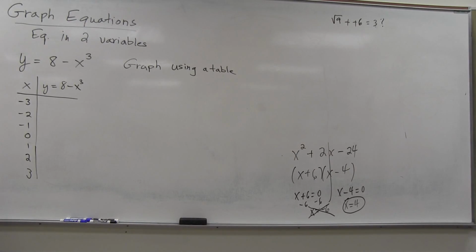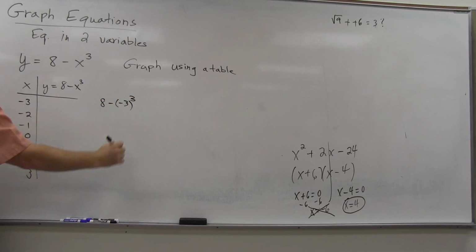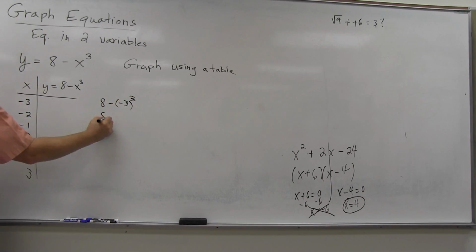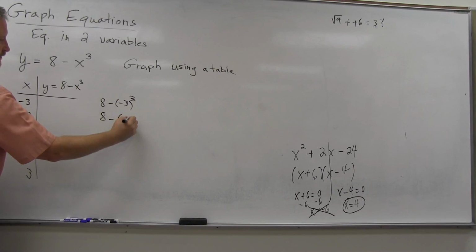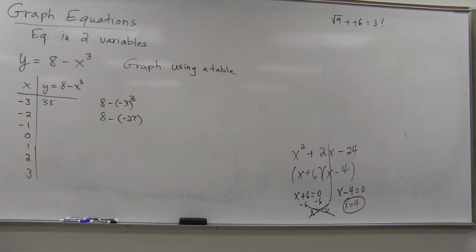Then of course it's just a matter of figuring out, well, I plug in -3 there. What have I got? It's 8 minus -3 cubed, which is -27, so that's going to be 35. It'll be 8 plus 27. All right, with me on that?